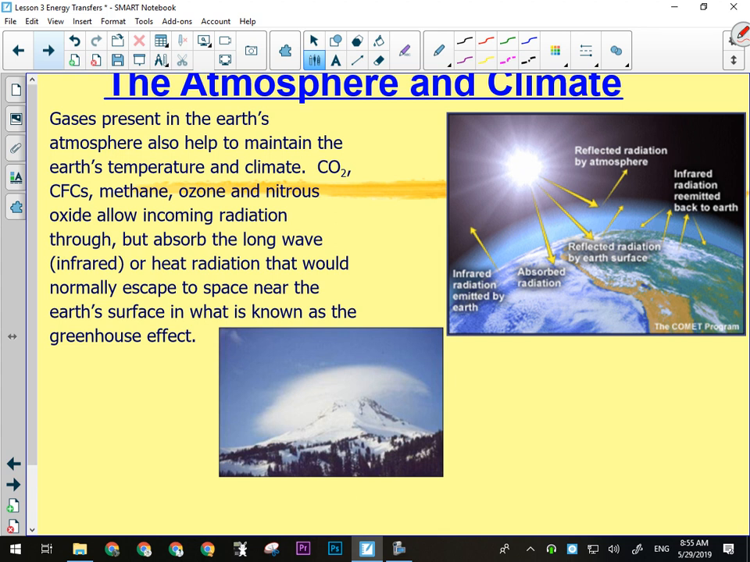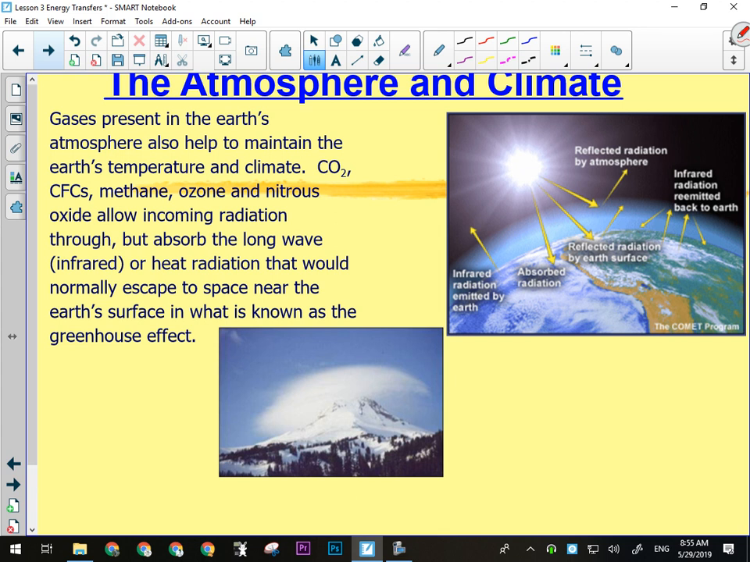So gases present in the Earth's atmosphere also help to maintain the Earth's temperature and climate. Carbon dioxide, CFCs, methane, ozone, all those things are greenhouse gases. And contrary to what you may have been told, the greenhouse effect isn't all bad. If it gets much worse, then it could be bad, but having a greenhouse effect is important. Without it, the Earth would be much colder, possibly even incapable of supporting life. So having those greenhouse gases is important for trapping some of the solar radiation and allowing it to reflect back and forth multiple times.